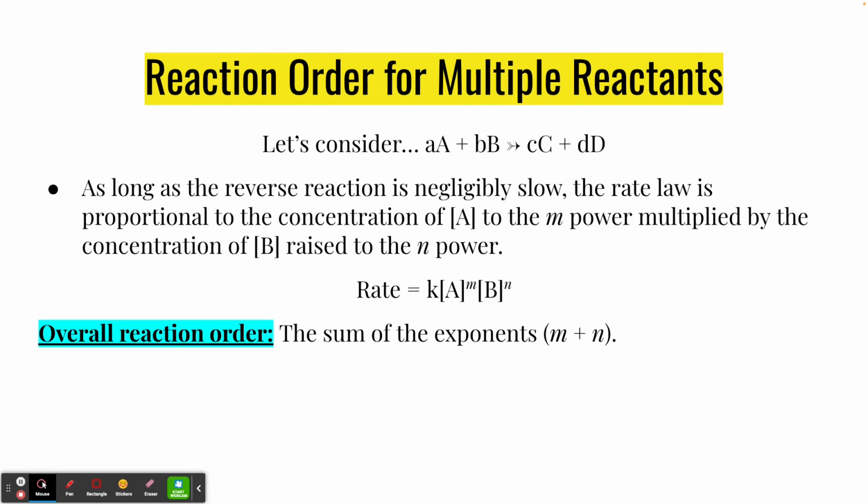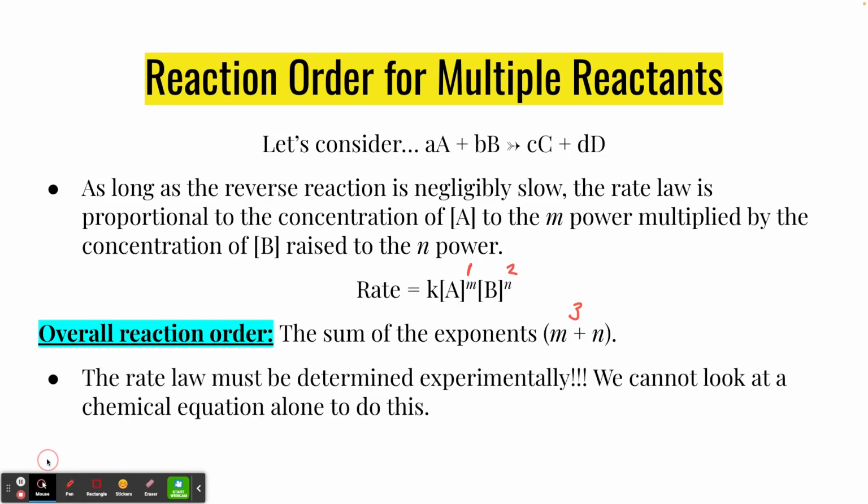So let's say m was first order and n was second order, then the overall reaction order for this particular reaction would be 3. So that's all that is. Very simple. Super important. Rate laws can only be determined experimentally, right?